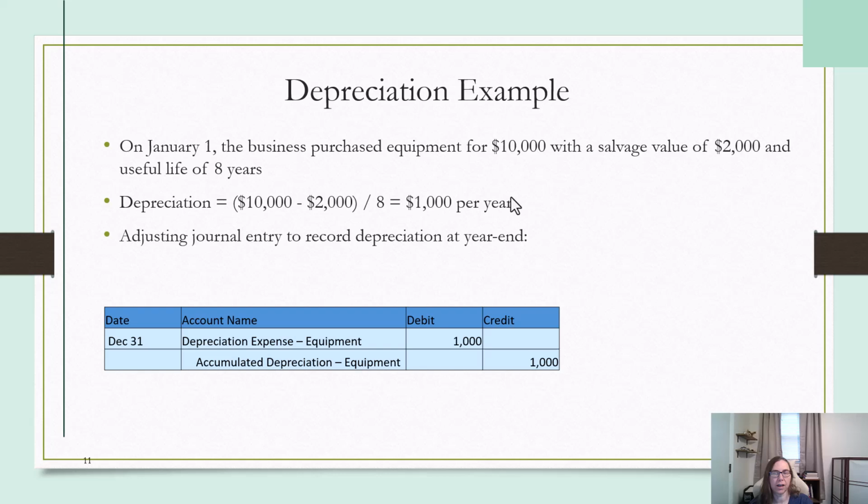Once they got to the end of the 8 years, they would stop depreciating this asset. It doesn't mean they can't still use the equipment, but they simply wouldn't be depreciating it anymore because the balance of accumulated depreciation would reach the $8,000. And they don't want to depreciate the entire $10,000 if they set a residual value of $2,000. You're only going to depreciate up to the amount of the cost minus residual or salvage value.